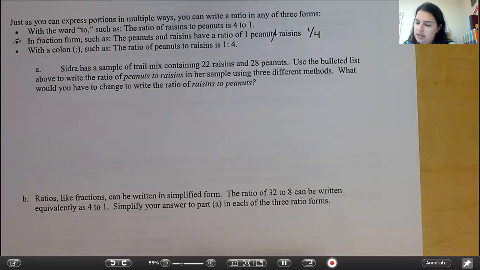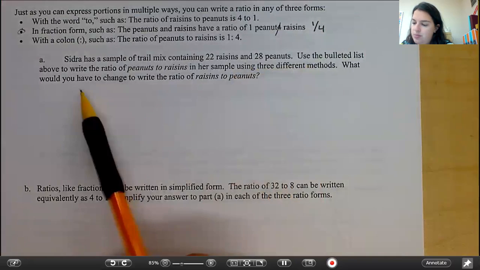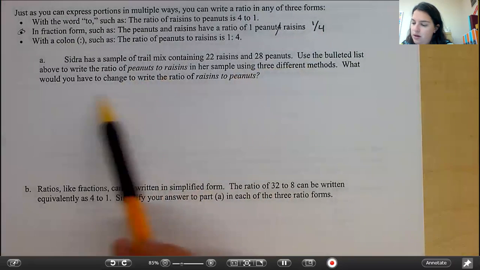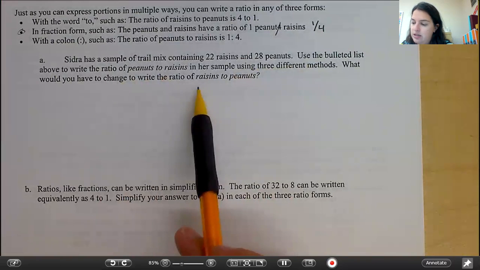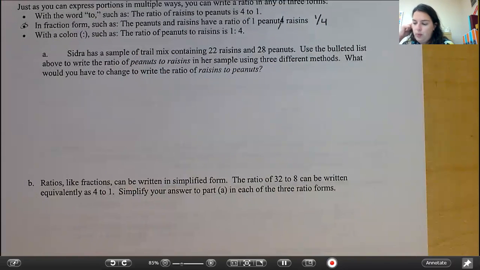So part A says Sidra has a sample of trail mix containing 22 raisins and 28 peanuts. Use the bulleted list above to write the ratio of peanuts to raisins in her sample using 3 different methods. What would you have to change to write the ratio of raisins to peanuts? So we are going to actually pause the video, and I am going to have you try parts A, B, and C, and D in this question, 381, and we are going to save this to go over in class. So make sure you follow.